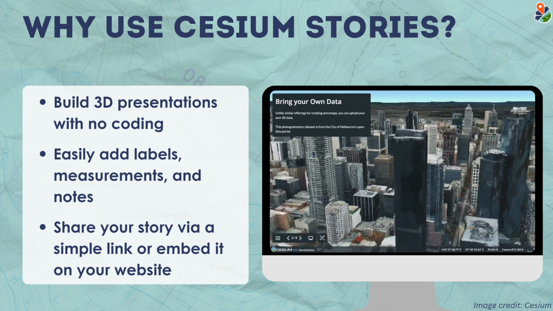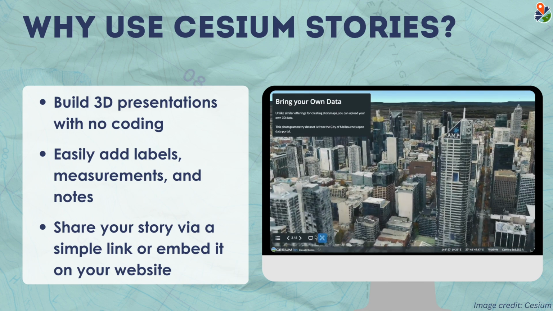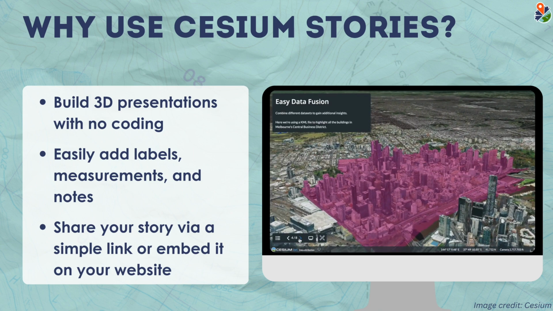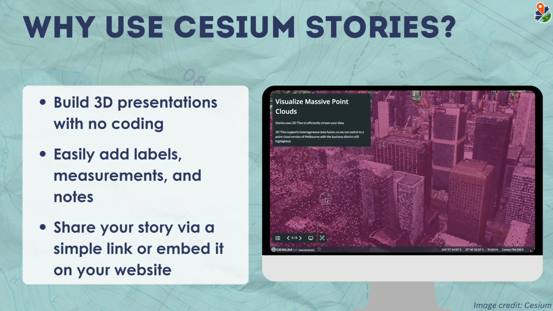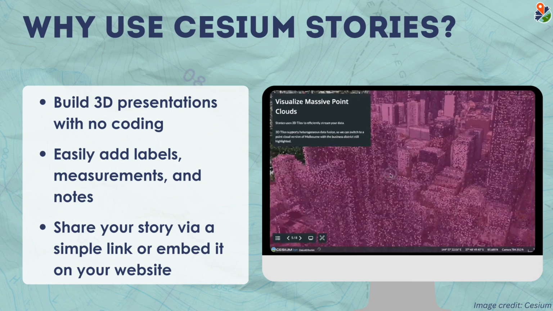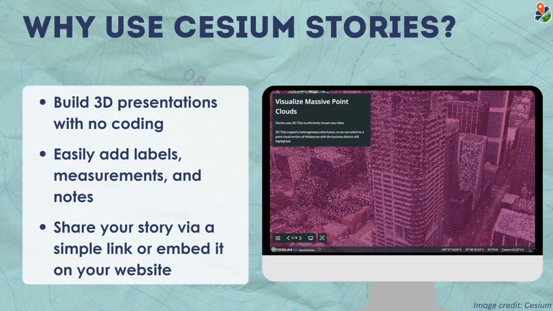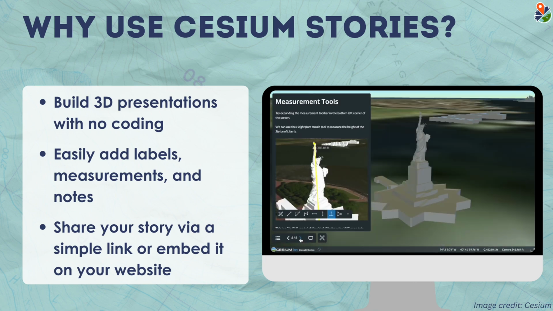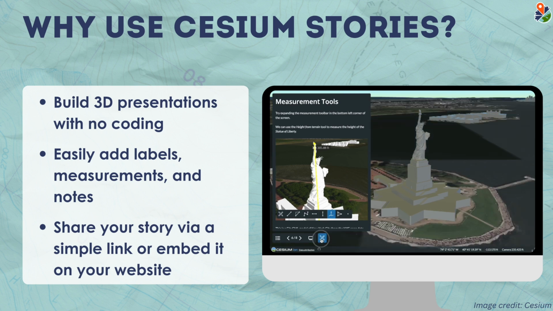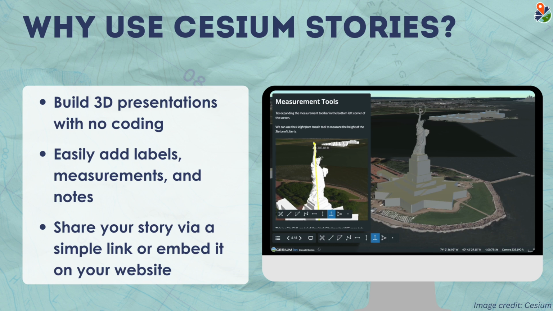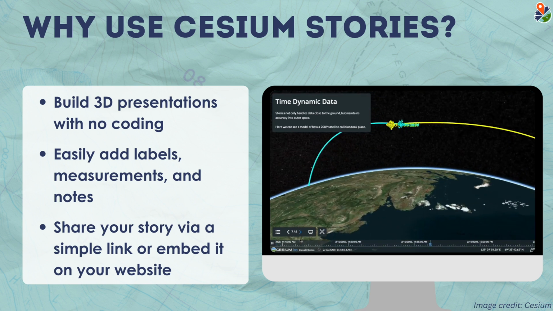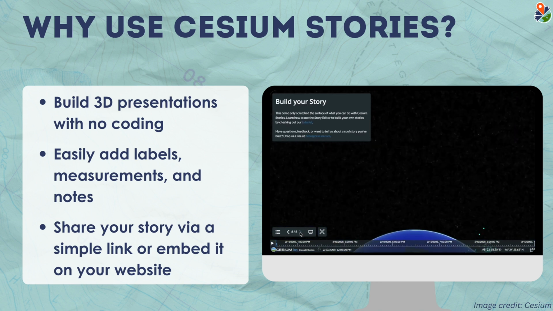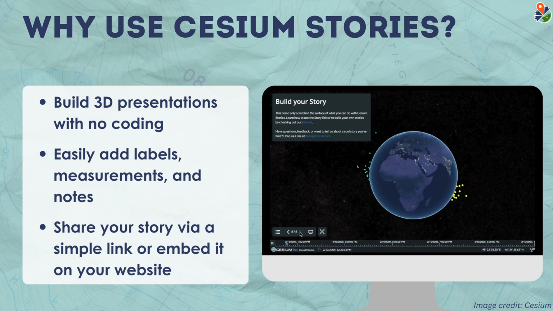With Cesium Stories, you can add labels, annotations, and pop-up descriptions to highlight key locations or data points. You can also measure distances and areas directly on your 3D map, making it useful for everything from city planning to environmental analysis. Once your story is ready, sharing is simple. You can generate a link to send to others or even embed it on a website so viewers can interact with your 3D visualization in real time. Whether you're showcasing research, telling a data-driven story, or presenting geographic trends, Cesium Stories makes it easy to bring your maps to life.